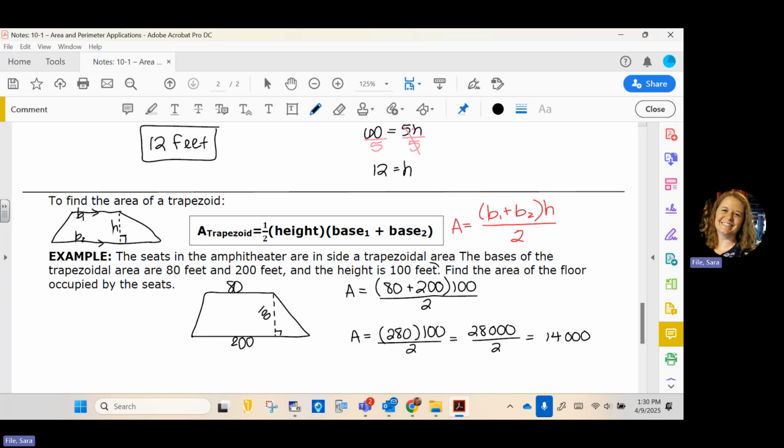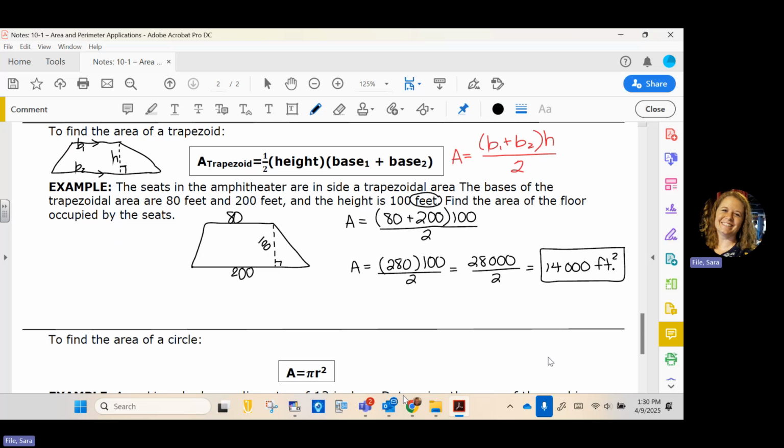And again, all of these were measured in feet. So area is feet squared. This area is 2-dimensional. So your units must be squared. Okay, you found the average of the bases and multiplied by the height. That's what the trapezoidal area is.